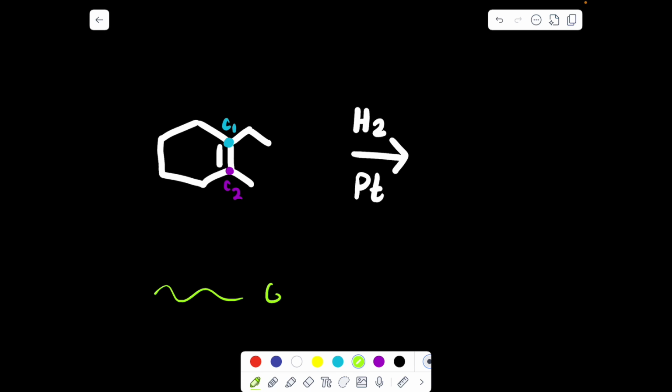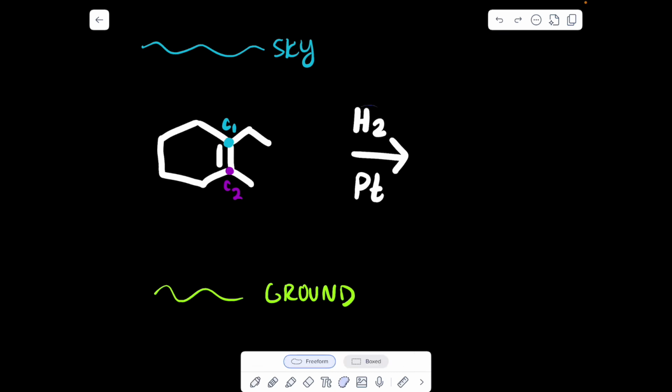So if this is the ground, and this is the sky, this compound is a flying saucer, so it's just hovering above the ground. And this H2 is a bird. That means we're going to have two cases. The H2 can either fly in from the top and smash down on the double bond, top down, or the H2 can approach from the ground up, and smash the double bond going from the ground up. And we will get two separate products, or one product and its enantiomer.